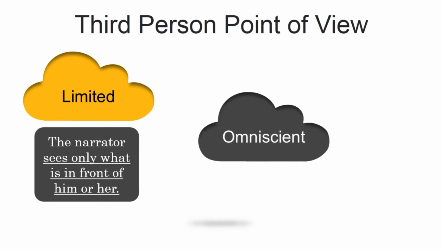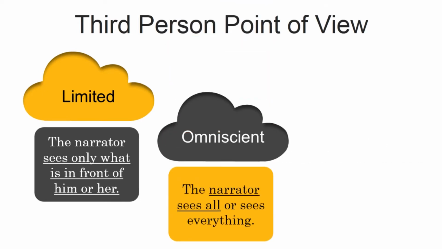Next is omniscient. The narrator sees all or sees everything. He or she sees what each character is doing and can see into each character's mind. An all-knowing narrator not only reports the facts but may also interpret events and relate the thoughts and feelings of any character.